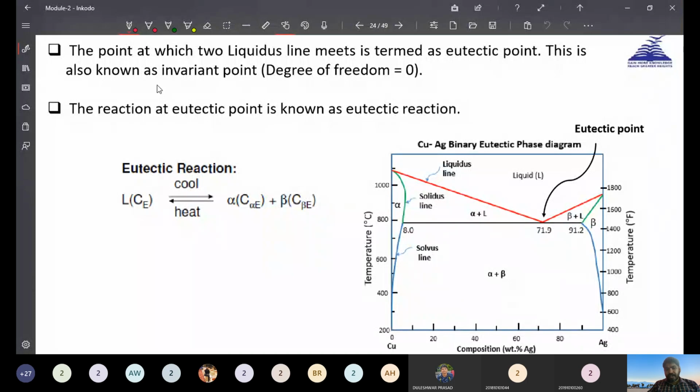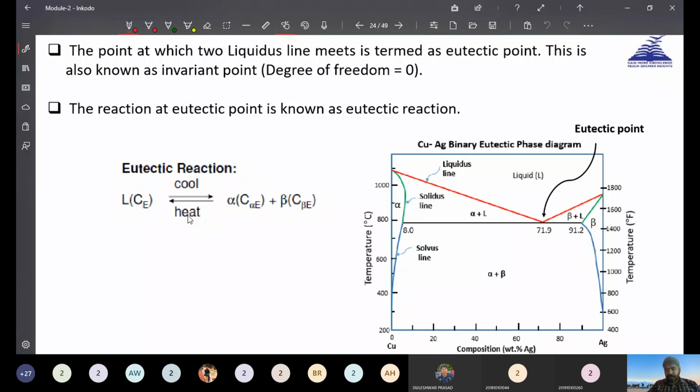When I am calling any point an invariant point, that simply means that the degree of freedom will be 0. It means at that particular point we are not able to change any of the parameters, neither pressure, nor temperature, nor composition. At that point everything will be fixed, every variable will be fixed. That's why the degree of freedom is coming as 0. Now how is this degree of freedom coming 0? We have to go to the Gibbs phase rule.